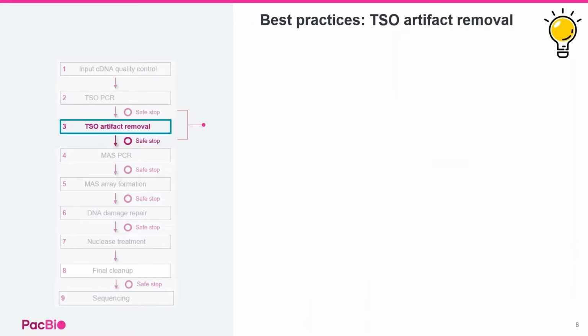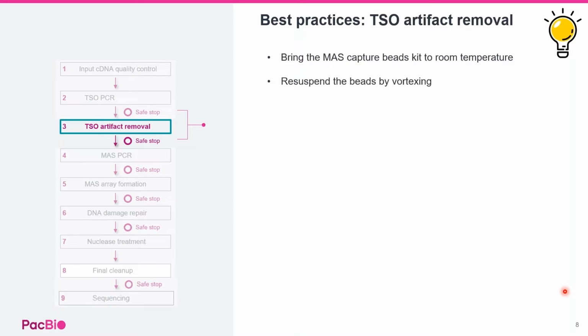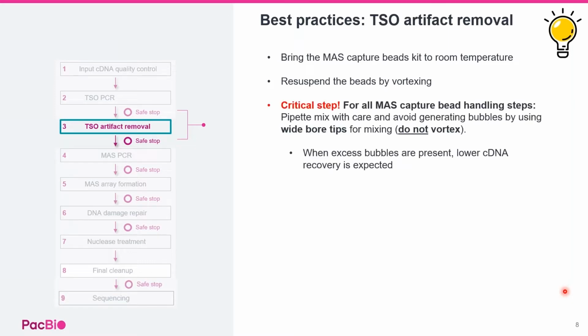Best practices for TSO artifact removal step. First is to bring the MAS capture beads kit to room temperature. Resuspend the MAS capture beads by vortexing before adding them to the tube. And a critical step is when conditioning the MAS capture beads with MAS bead binding buffer, which can be very viscous. Pipette mix gently with care and avoid generating bubbles by using wide bore pipette tips for mixing. Do not vortex to mix during these steps. And we have noted when excess bubbles are present, lower cDNA recovery will likely occur.